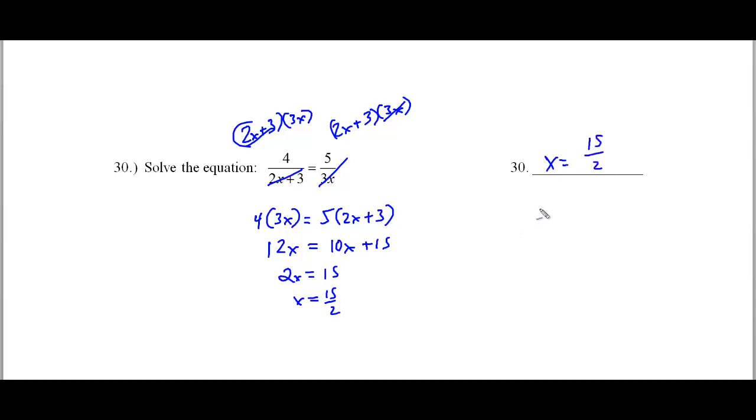All right, and again, you can plug 7.5 into this problem and see that it would actually work out. I don't have the calculator in front of me, but it's always good to check your answer. Once you get a value of x, you can go back in the problem and check it out.